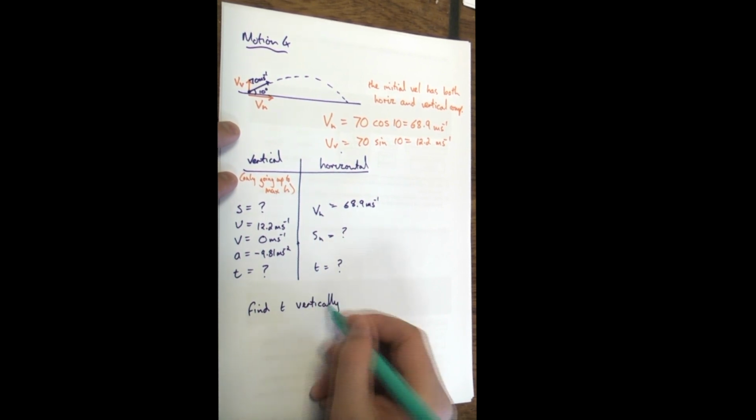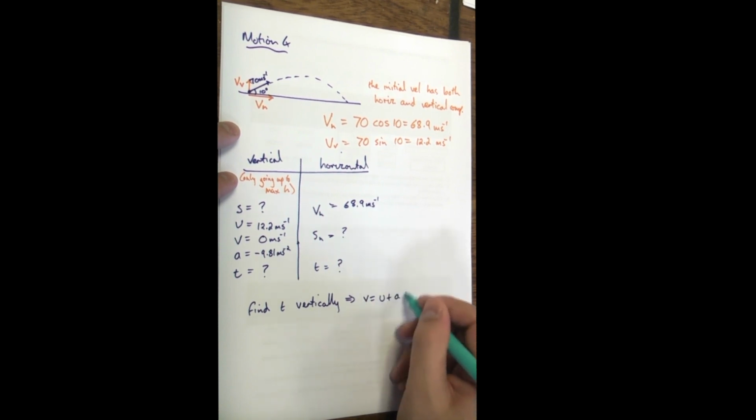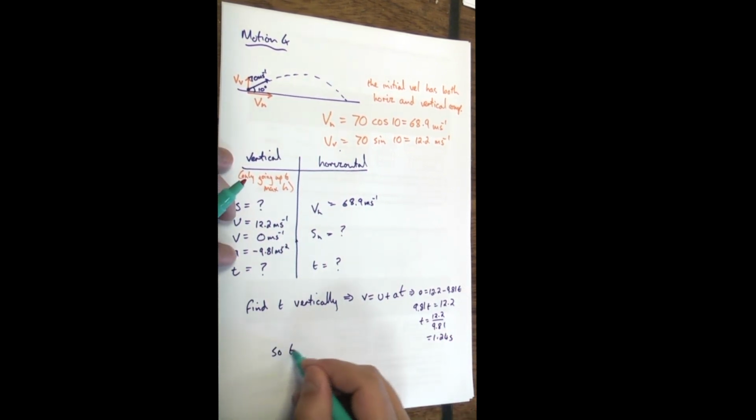So we find time using the vertical component. We've got 3 out of the 5. We need to use an equation which does not involve s. So v equals u plus at. Plug the values in: 0 equals 12.2 minus 9.81t. So take the 9.81t to the other side and we get t equals 12.2 divided by 9.81, which is 1.24 seconds.